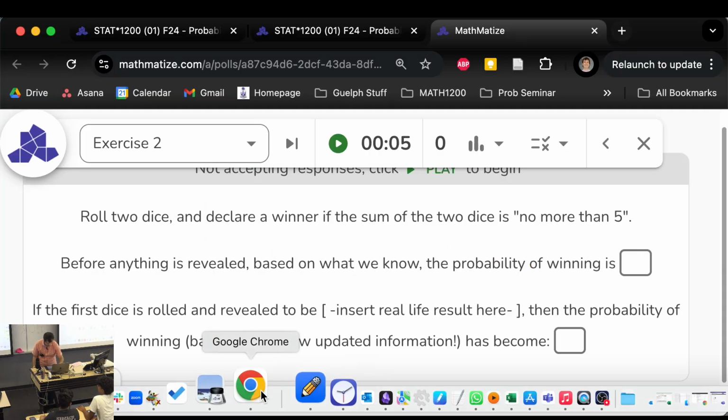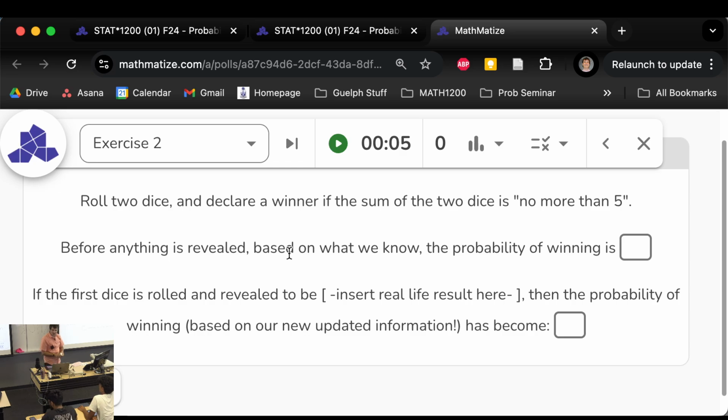But this is the interesting thing we're doing today. If the first dice is rolled and revealed to be, insert real life result here. So we're going to roll the first dice. It's a 2. We rolled a 2. So remember, we win or lose based on the sum of the 2 dice. Now I have revealed one of the dice. The other dice is still to be determined. Now the probability of winning based on the new updated information has become blank. And I want you guys to fill in both blanks. Questions or comments before I set you free? All right, go work on the problem for a few minutes, and we'll see how many you get right.